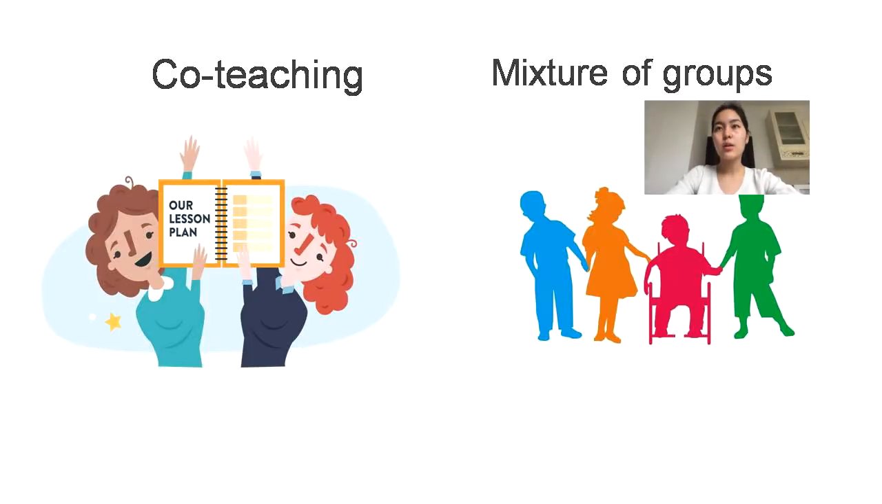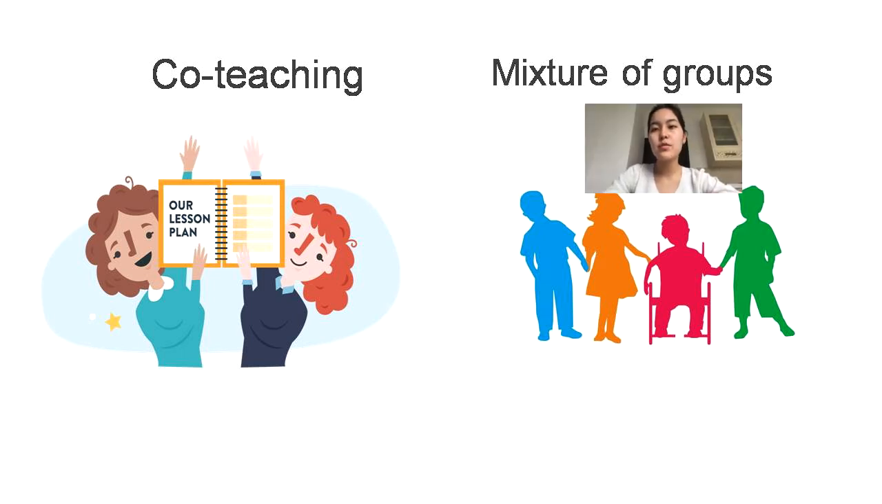So what are co-teaching and mixture of groups? Co-teaching is when 2 teachers are present in the classroom while providing the teaching instructions. The first teaches, the second instructs or assists, in other words. So in my research, 1 teacher will be an English teacher who will give the content material, and the second teacher is a psychology teacher who will control the behavior and attention of children.